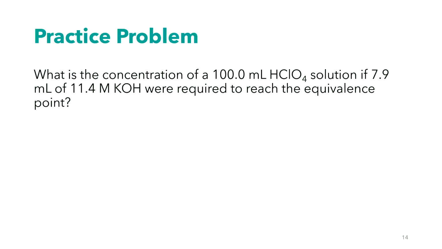I want you to answer this question first. What is the concentration of a 100 mil HClO4 solution if 7.9 mils of 11.4 molar potassium hydroxide were needed to reach the equivalence point? Okay, so now we actually had an unknown. Now we're trying to figure out what was in that beaker. What was that 100 mils of HClO4? What was in there? And we did it, apparently, we figured it out using a titration.